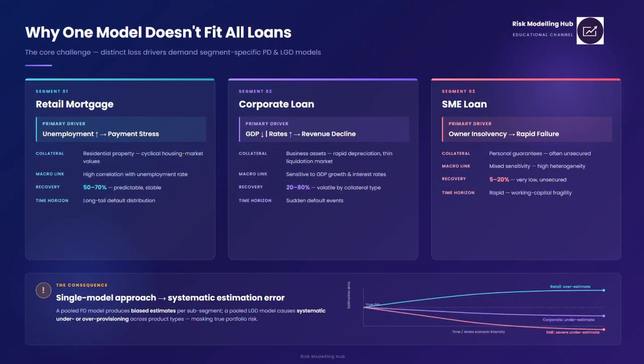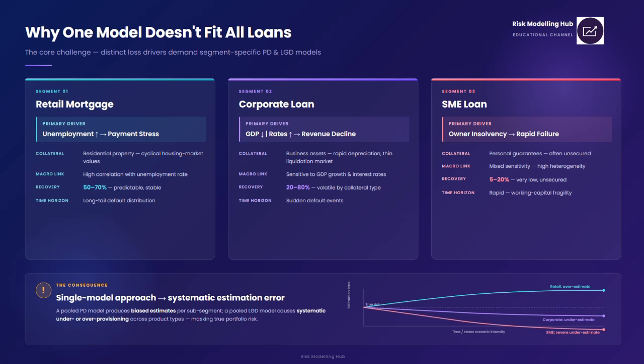Now let's understand why one model doesn't fit all loans. Different loan types have distinct loss drivers that demand these segment-specific models. A single approach creates systematic estimation errors across your portfolio. So first segment is the retail mortgage.